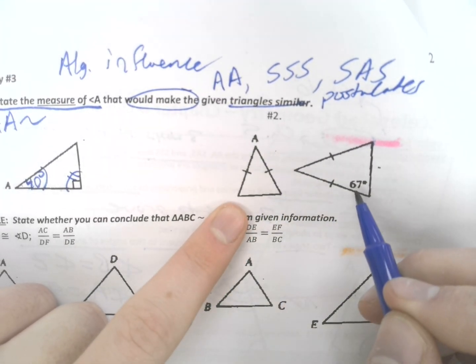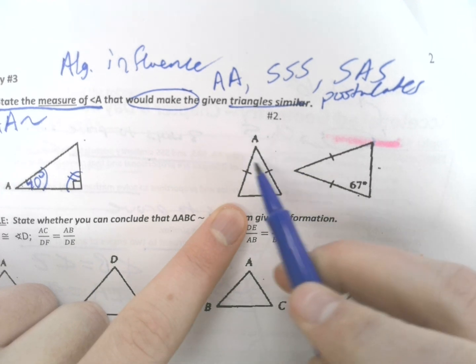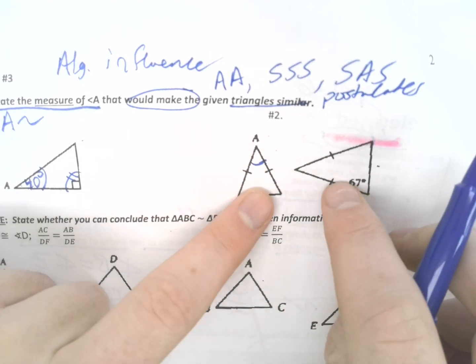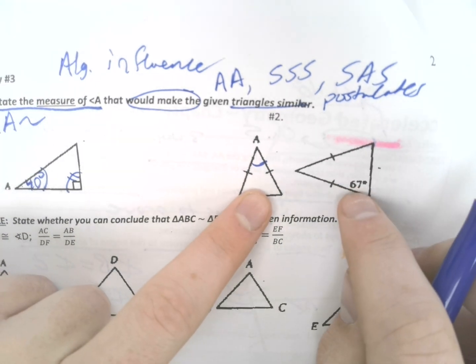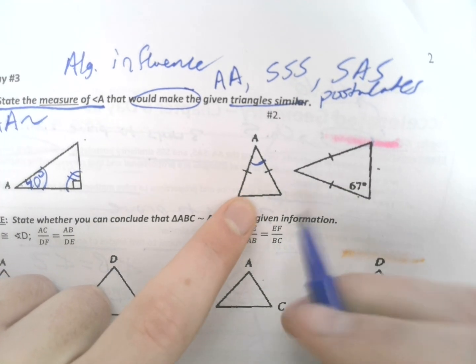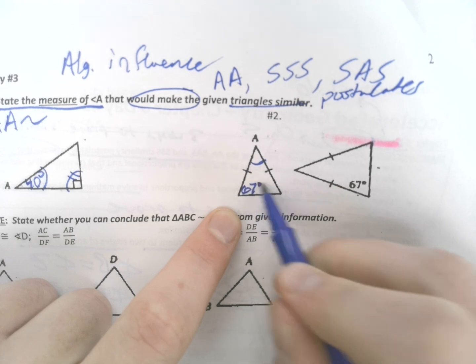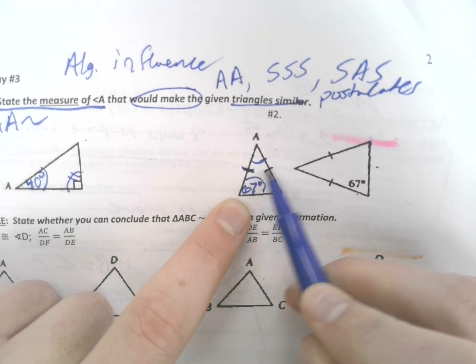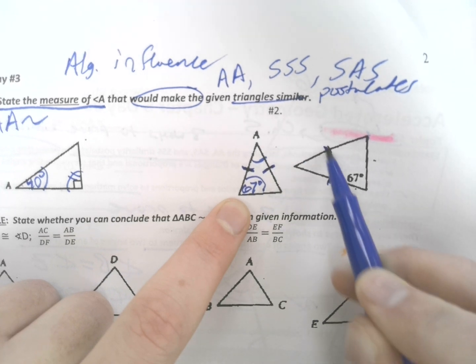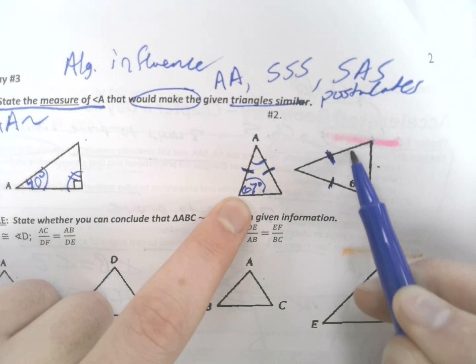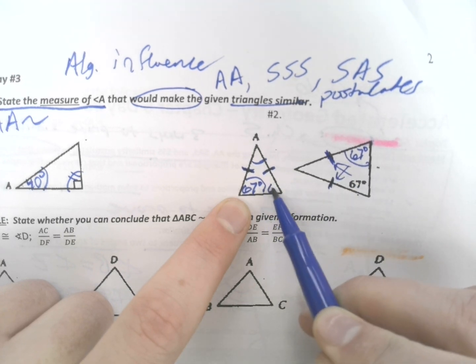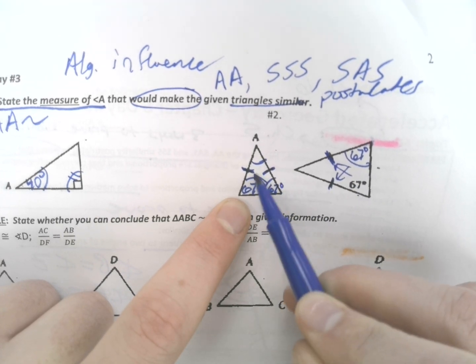So if this is 67, again, we're trying to figure out what this angle needs to be. But if these triangles are going to be similar, we know they need to have congruent angles. So if this is 67, we know that needs to be 67. And wait a minute, this is an isosceles triangle. Two sides are congruent. So if that's 67, that needs to be 67, which means this needs to be 67.